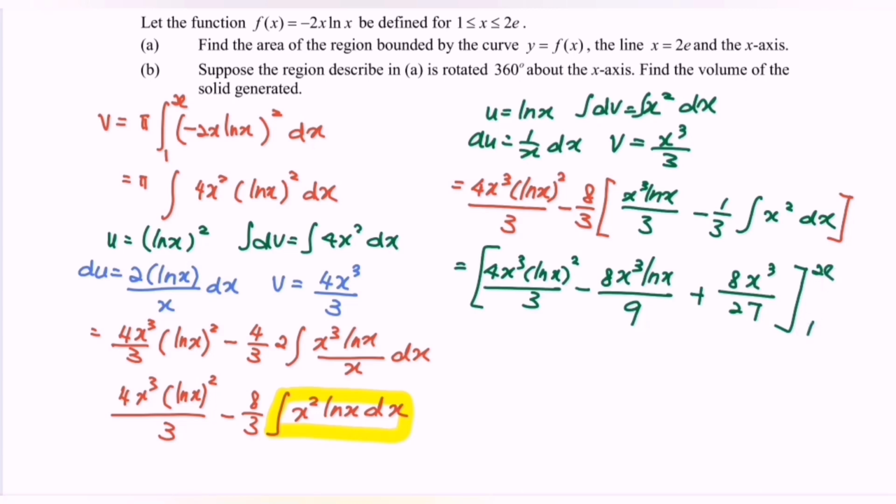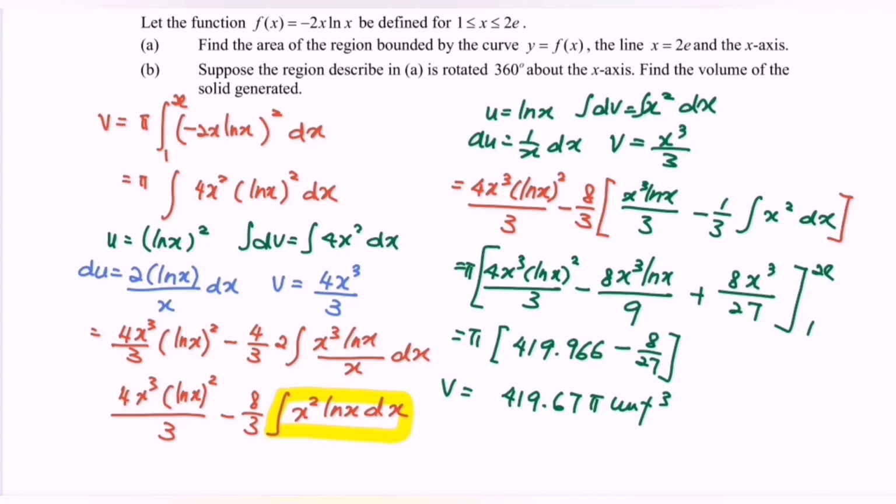So if we substitute the value, we will have pi bracket. If we substitute 2e, we will have 419.966 minus, if we substitute 1, we will have 8 over 27. So finally, 419.67 pi unit cube will be the volume for the situation.